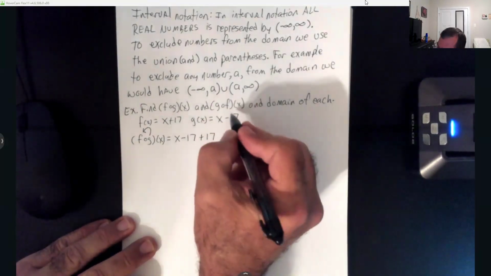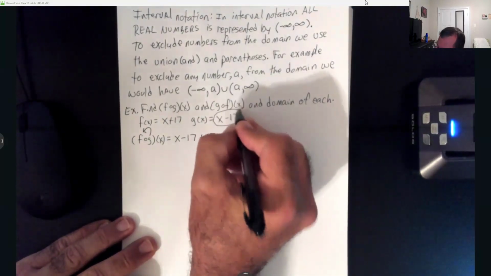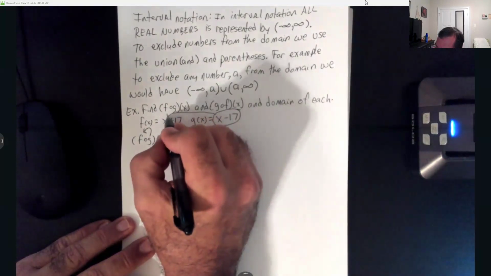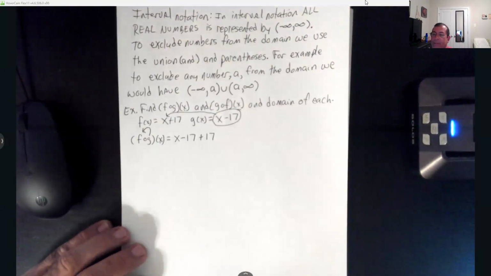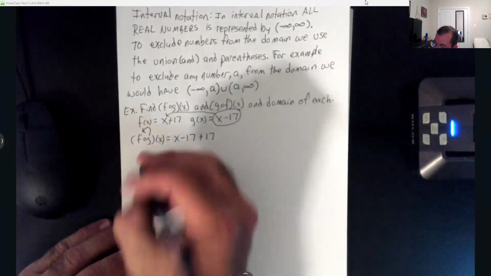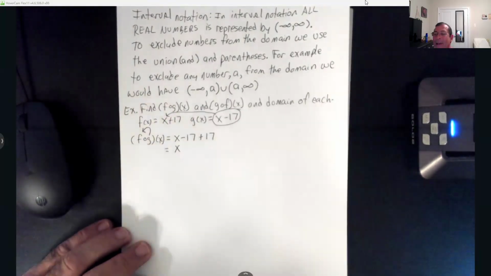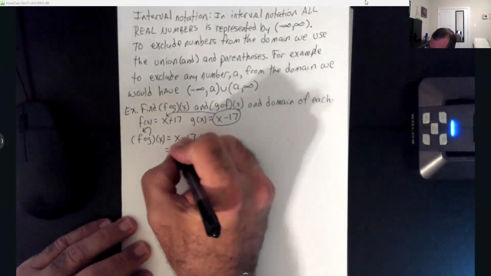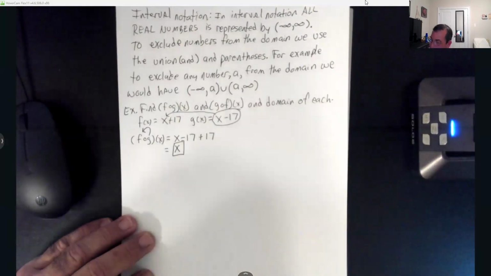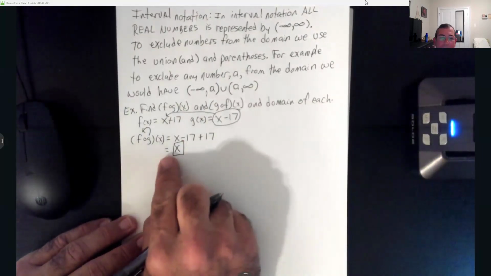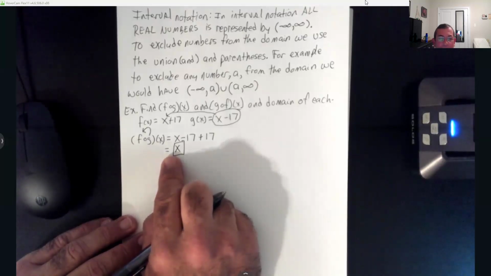So y'all, here's what I did. I took this right here and put it in for that x. Okay? So would it just be x then? It's just going to be x on that one. Good job. All right, so that's the simplified version of that.